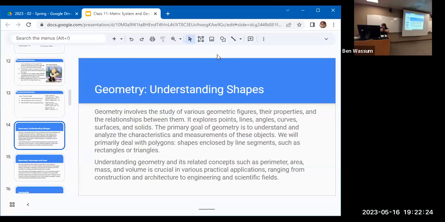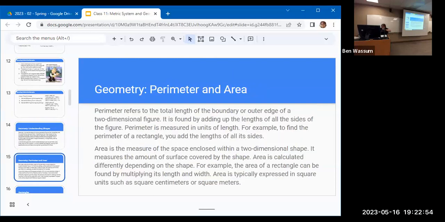So, the goal of geometry is to understand and analyze the characteristics and measurements of these objects. We will primarily deal with polygons. Those are shapes enclosed by line segments, such as rectangles or triangles. Understanding geometry and its related concepts, such as perimeter, area, mass, and volume, is crucial in various practical applications, ranging from construction and architecture to engineering and scientific fields. So, like I said earlier, we are going to be primarily working with perimeter and area for these ones.